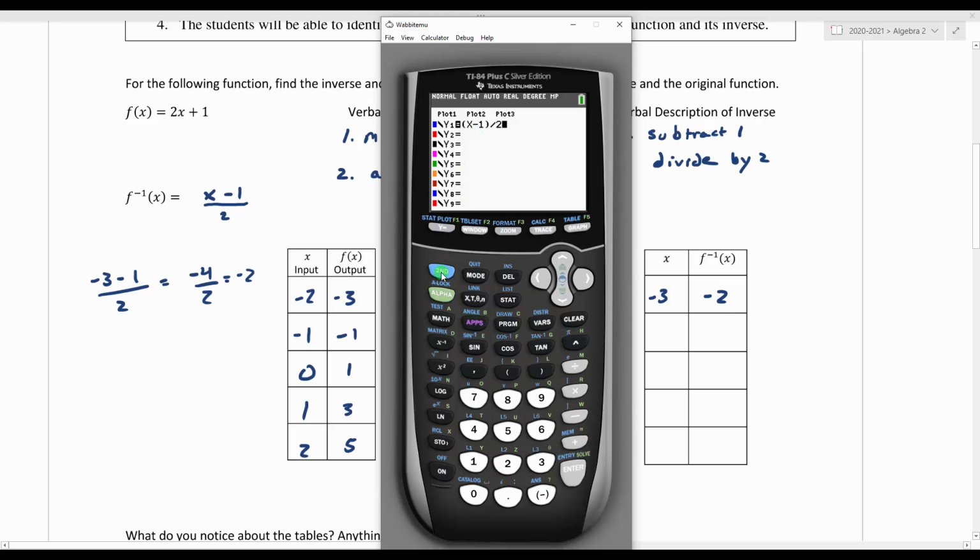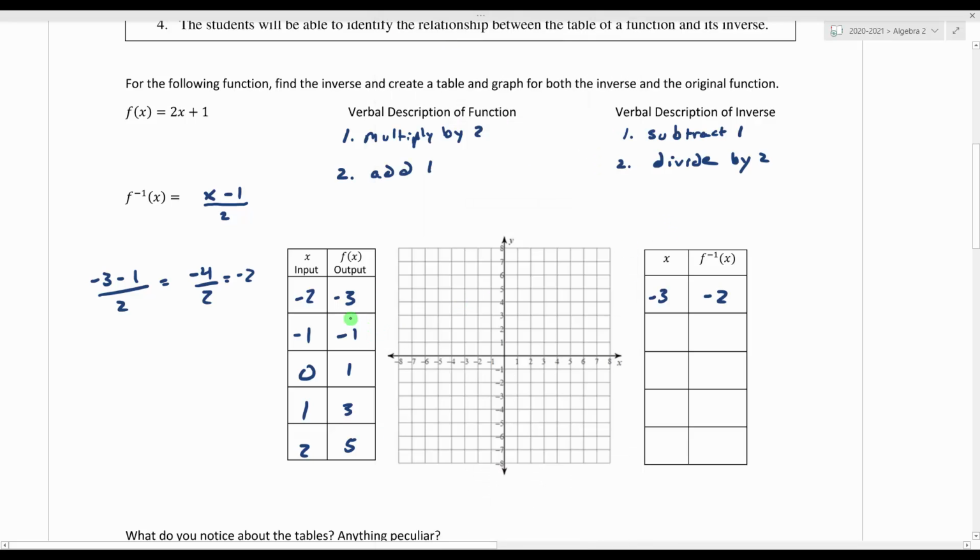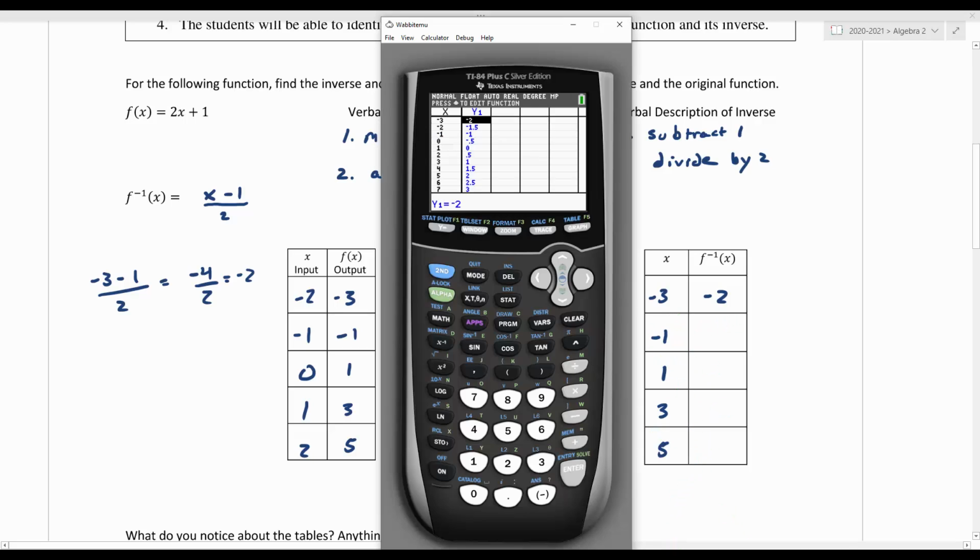So once I have that entered, I'm going to hit second graph. I'm going to go back to my table here. So remember, our input was -3. So I'm going to go to -3 here, and notice my output is in fact a -2. All right. So what I'm going to do is take all of these outputs that we got from the original function, and use them as inputs for my inverse function. So I got -3, -1, 1, 3, and 5. All right. So all the outputs over here became the inputs over here. And then I'm going to find these results from my calculator and see what happened.